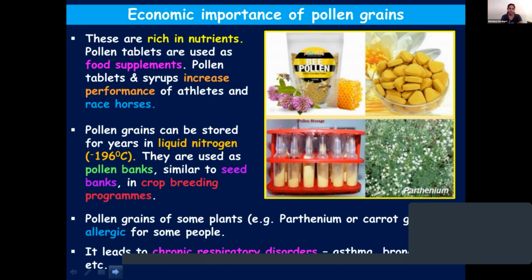Yes, ma'am. In minor forms, you can say it is just an allergic reaction. Maybe they'll start sneezing repeatedly, with some breathing difficulty. But in certain cases, it can lead to chronic respiratory disorders like asthma and bronchitis. Sometimes when we inhale pollen dust or pollen grains, we sneeze until it is expelled from our body. But depending on the extent of the allergic reaction, it can lead to chronic respiratory disorders like asthma and bronchitis.